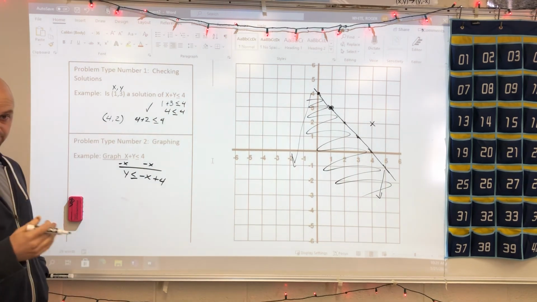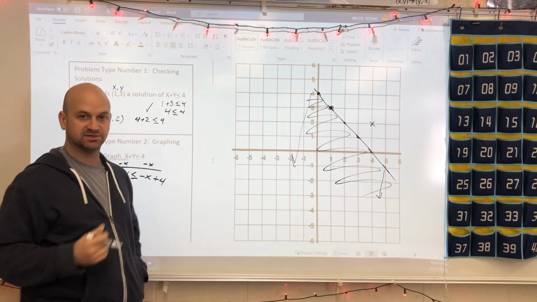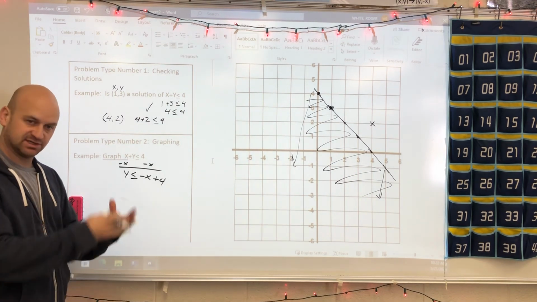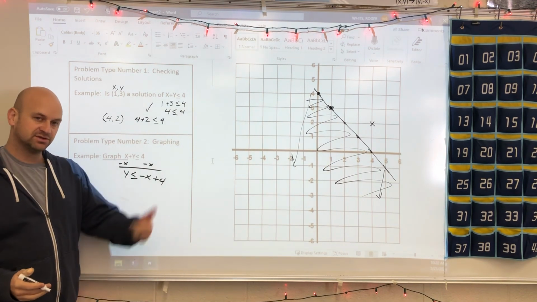Now, if it were greater than, we would shade above it. So the direction of the inequality will tell you where to shade. If it's less than, we shade down. If it's greater than, we shade up.